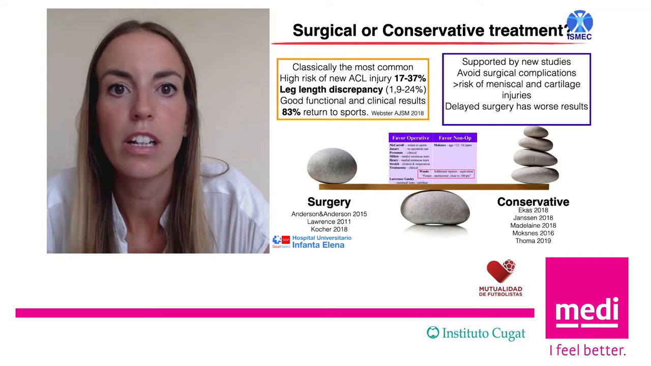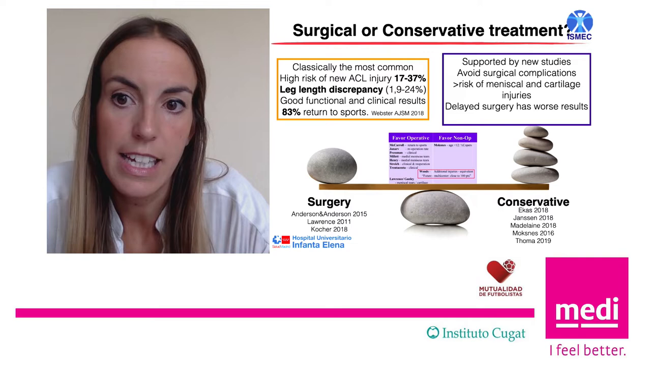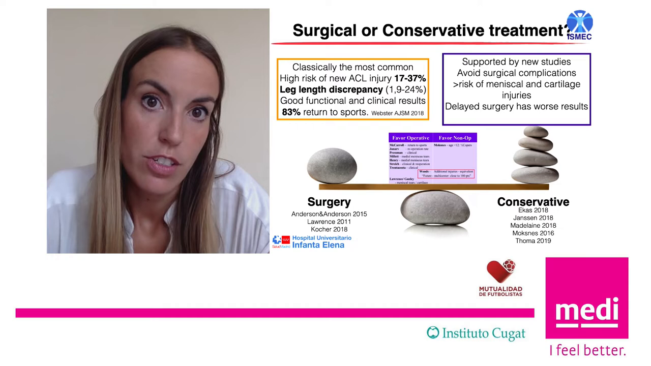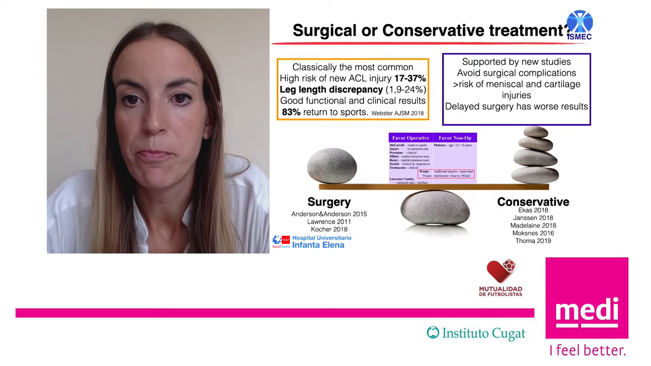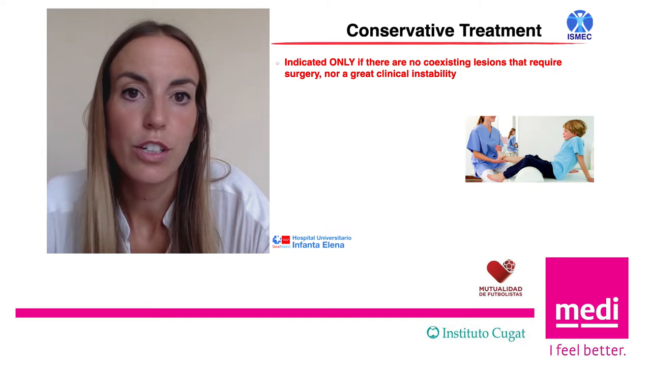We are trying to avoid these surgical complications, but we also have to take into account that there's a higher risk of meniscal and cartilage injuries. And if we delay the surgery, if surgery is indicated, the results are also worse. So when should we indicate a conservative treatment? Only if there are no coexisting lesions that require surgery, for example, meniscal or cartilage injuries, and nor a great instability.